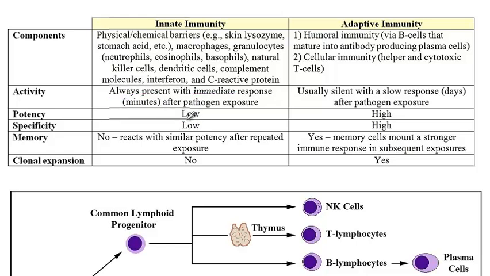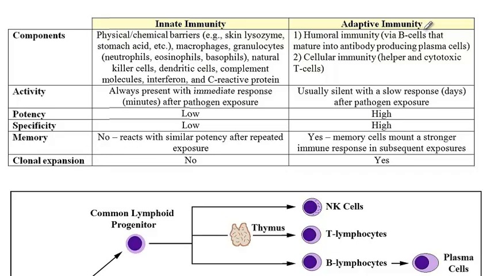So this is more like a general response to any type of pathogen or any type of microbe that enters. It doesn't have any memory, so if we get infected by chickenpox today, and if we get infected again 6 months from now, our innate immunity doesn't recognize this antigen specifically and will mount a general immune response. And so therefore there is no clonal expansion.